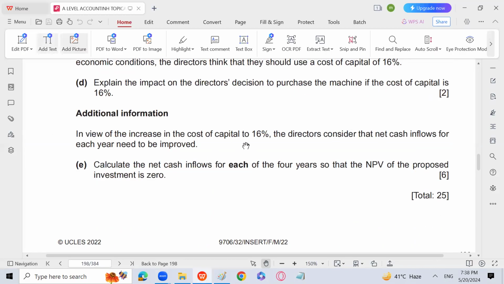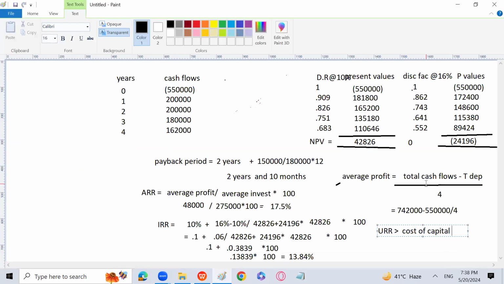In view of the increase in the cost of capital to 16%, the director considered that net cash flow for each year needs to be improved. Calculate the net cash inflows for each of the 4 years so that the NPV of the proposed investment is zero. Very easy. He's saying that 16% is the discount factor. That's fine. But now we want that this 24196, where we are getting negative NPV, should become zero.